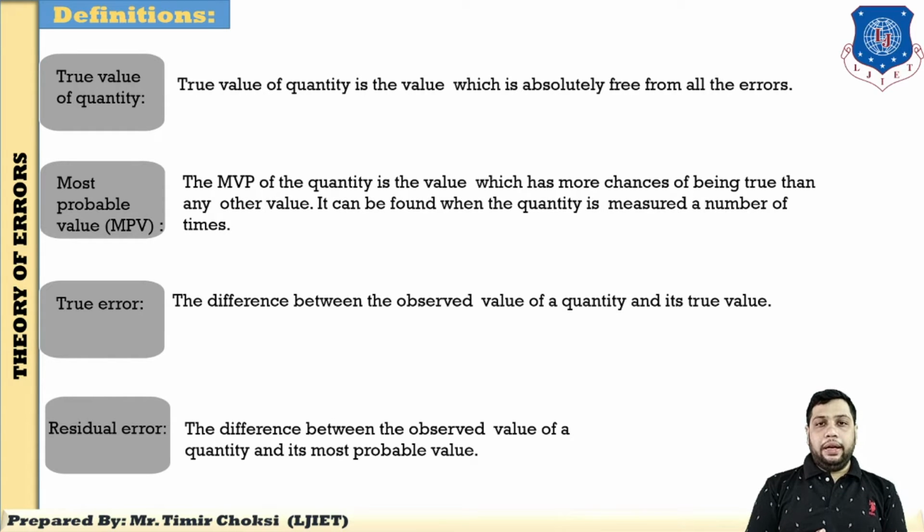Next is the true error. The difference between the observed value of a quantity and its true value is called the true error. And fourth is the residual error. The difference between the observed value of a quantity and its most probable value is called the residual error.